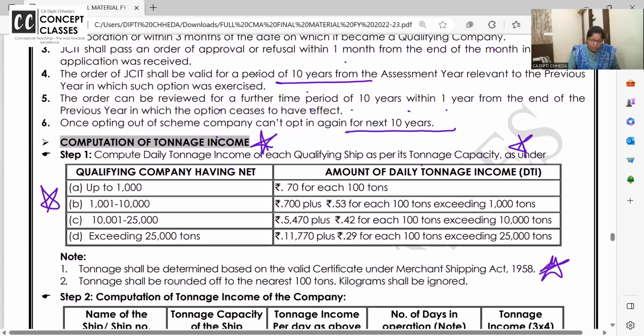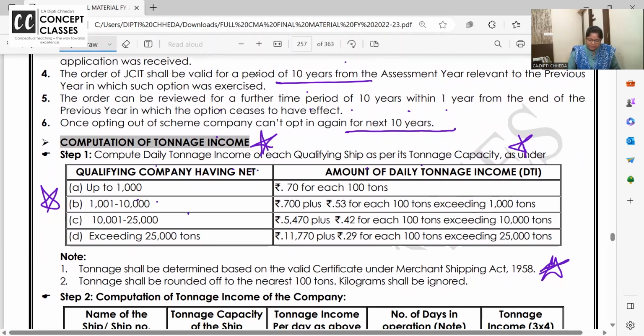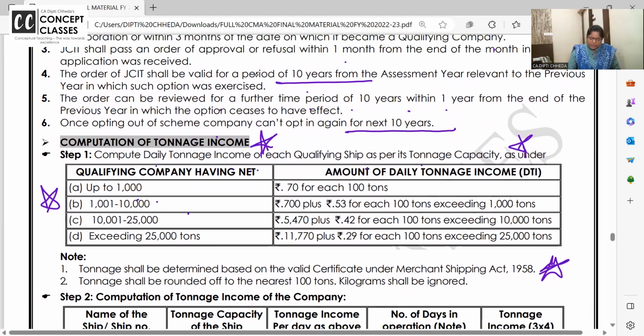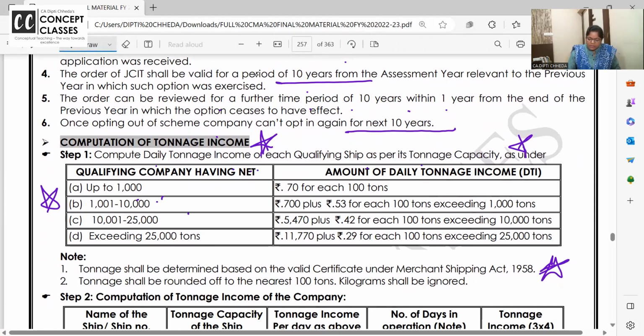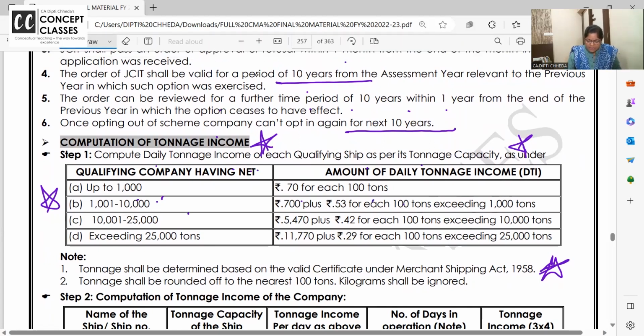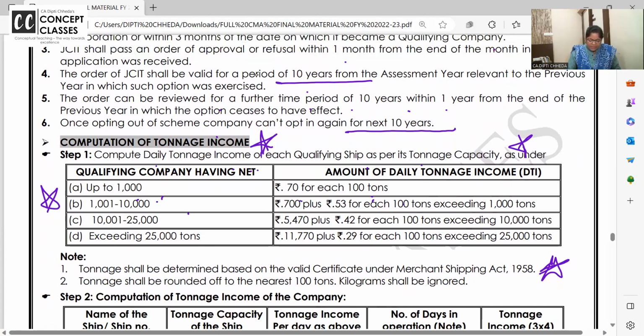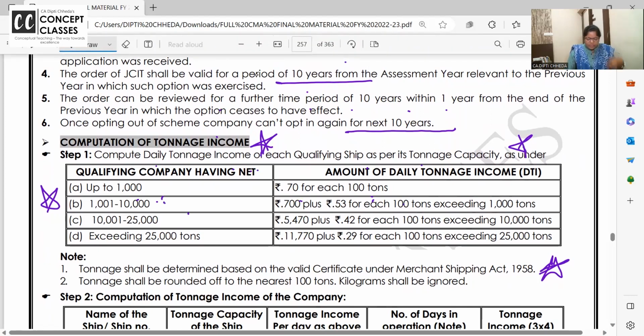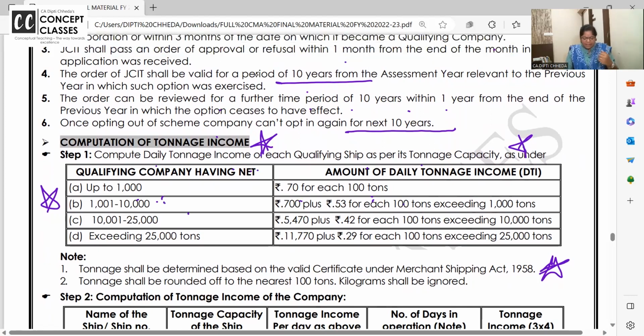Now, compute the daily tonnage income, the daily income, up to 1000 tons. Rupees 70 for 100 tons. 70 not per ton, 70 for 100 tons till 1000. After 1000, till 10,000, meaning can I write here?